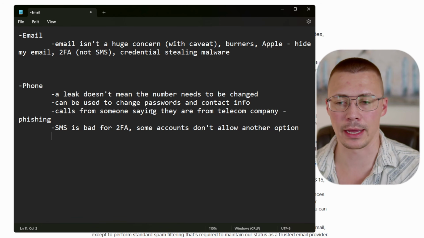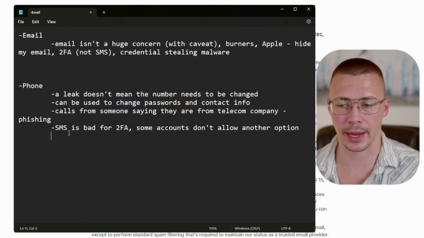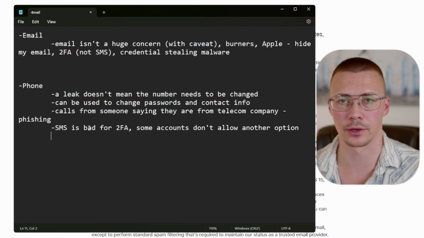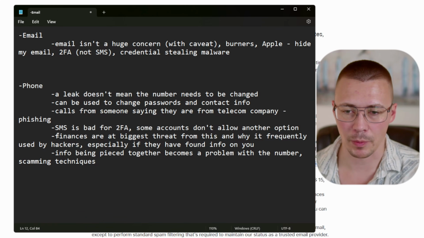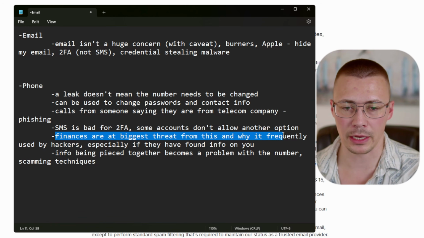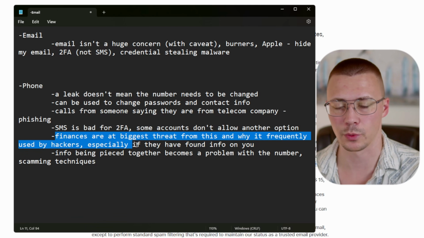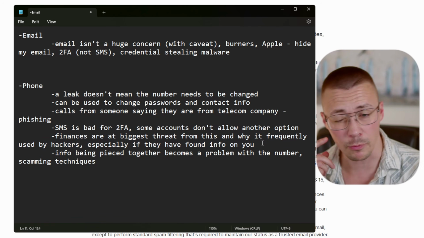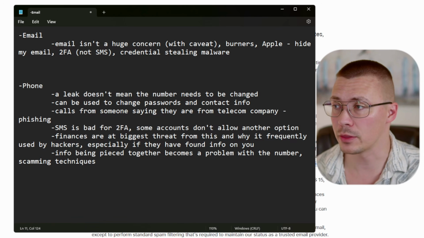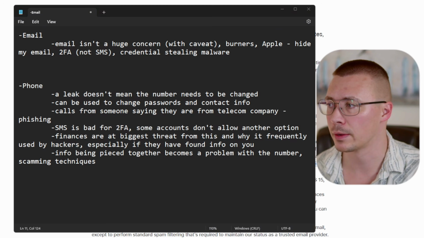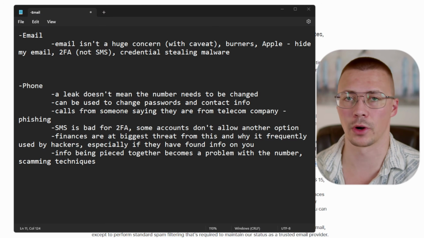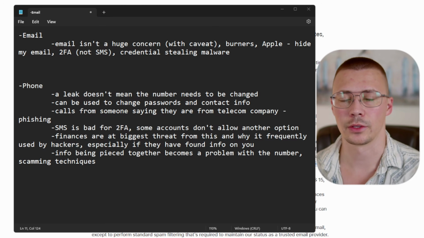But then again, a website that only allows SMS but doesn't allow for a two-factor app probably doesn't have great security practices anyway, so there is that to keep in mind. Next point, finances are the biggest threat from this, and this is pretty much why most hackers would use a SIM swap attack, because there's a lot of work that goes into this. And there's really not much benefit for a hacker to go and change over a person's phone number to their control.